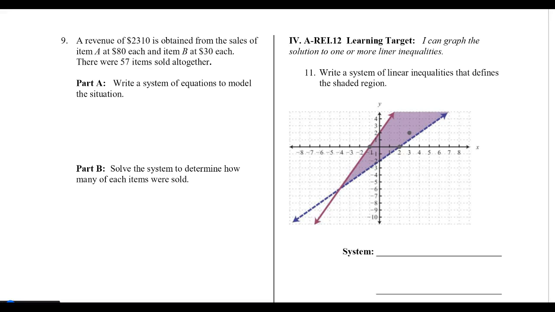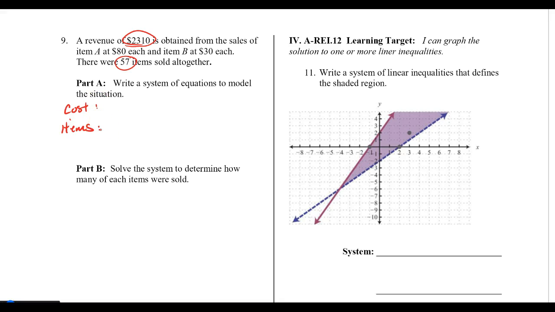A revenue of $2,310 is obtained from the sales of item A at $80 each and item B at $30 each. There are 57 items sold together. Write a system to model the situation. So I see two things here. I see a cost and I see a number of items. So I'm going to make two equations. The first one is cost. The second one is items.